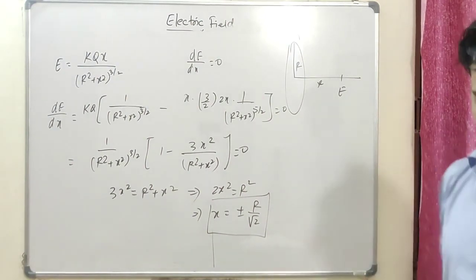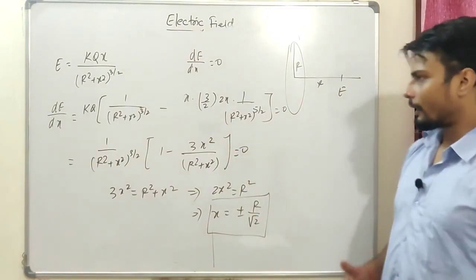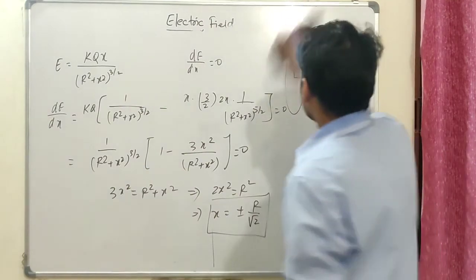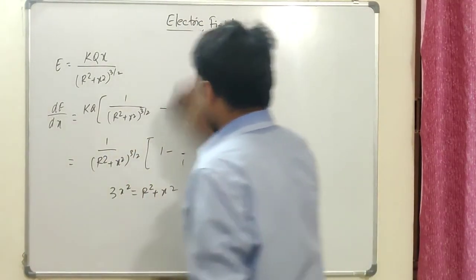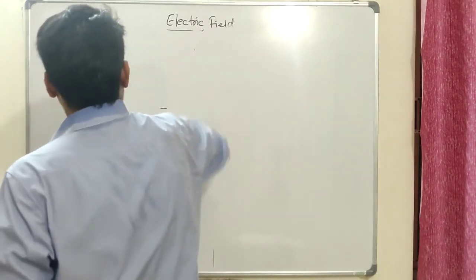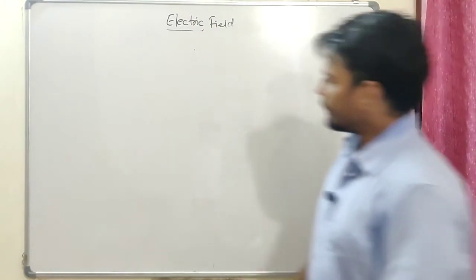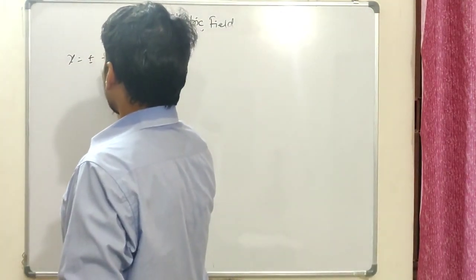If you want to derive it properly, pause the video and differentiate this properly, you can just go ahead and do it. I've done it right away. I'm sure you know this differentiation, by this time you have learned it properly. So what we have got is x equals plus or minus r by root 2.